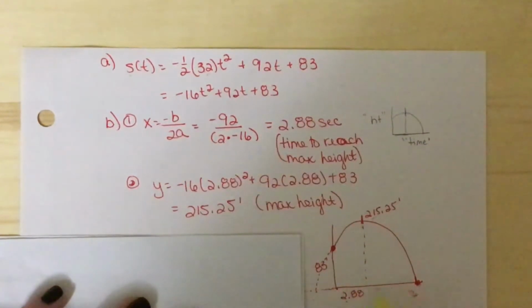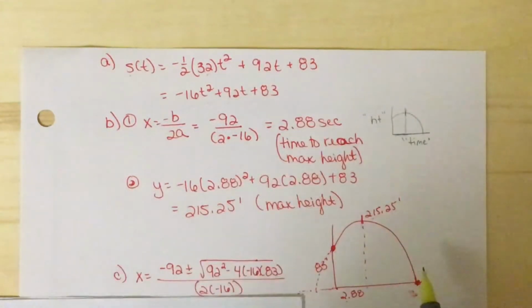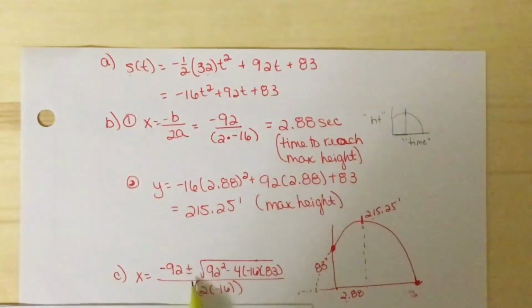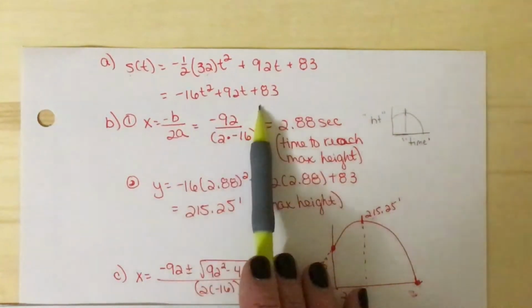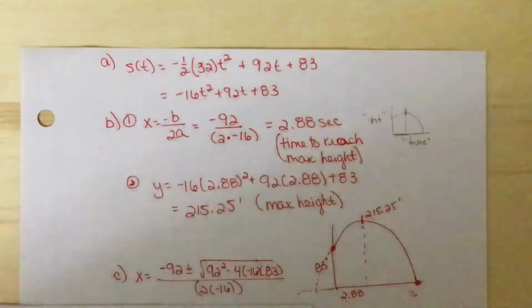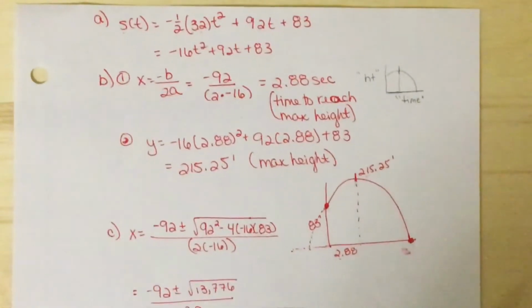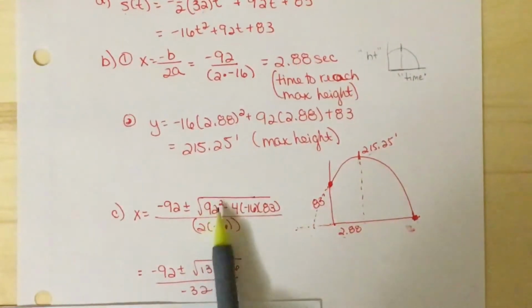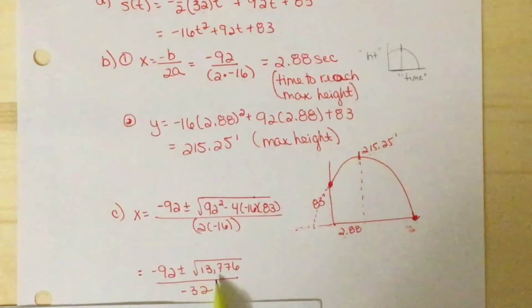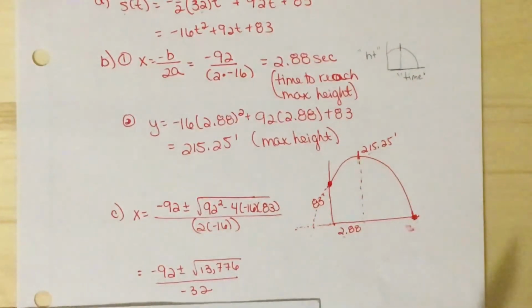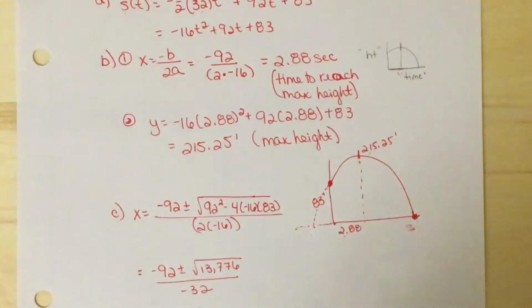That is what I use to find the zeros. So I take the opposite of b plus or minus the square root of b squared minus 4ac all over 2a, pulling all my values from my original equation that I wrote at the top. And I find that the discriminant, 92 squared minus 4 times a times c, is 13,776. Typing that into my calculator, I type in negative 92 plus the square root of 13,776 divided by negative 32. And I get a time of negative 0.79 or 6.54 seconds.